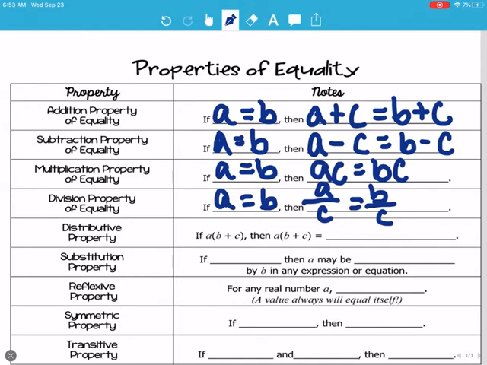Another review one is the distributive property. So remember, if I see something like this, I would distribute that A to both things. And remember, we multiply to everything inside the parentheses.